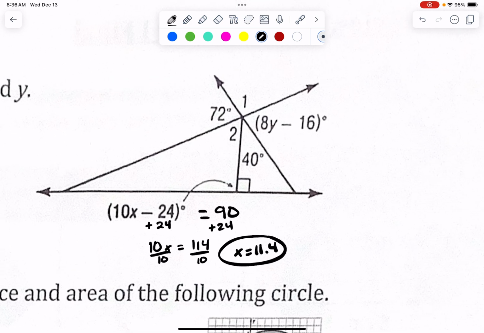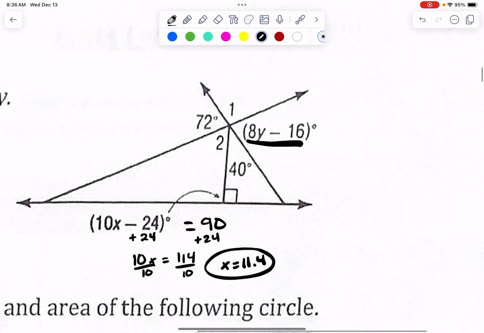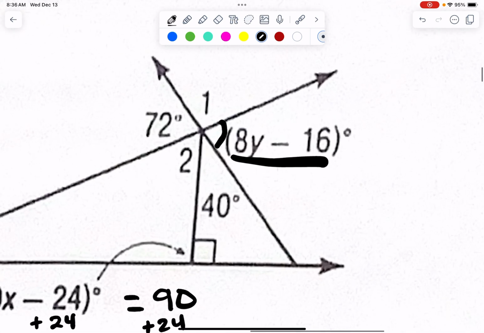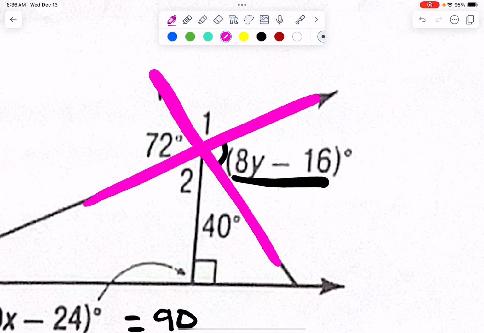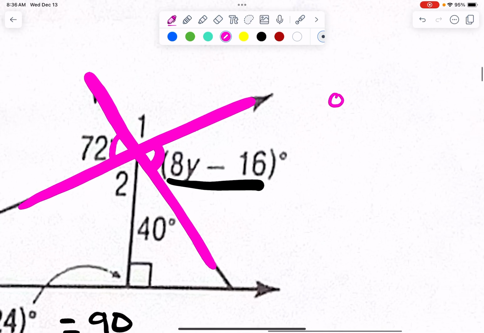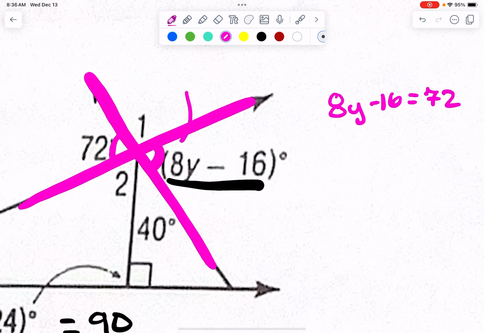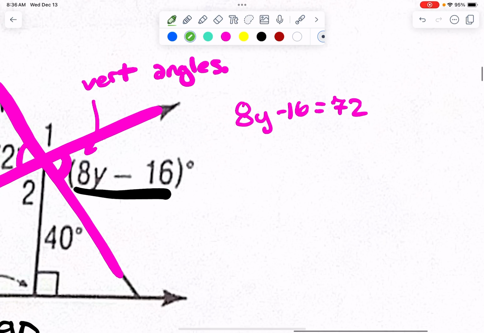That's X. Now I have to solve for Y. All right, Y is up here, and there's only one Y. 8Y minus 16 is this angle right here, okay? Now if we look at this diagram just a little bit, I have 2 lines going straight through here, and straight through here. And this angle right here should be a vertical angle to that one, right? So I should be able to say that 8y minus 16 is equal to 72 because those are vertical angles. I'm going to put a little note here. Vertical angles. Okay, and then we just solve. So I'm going to add the 16.